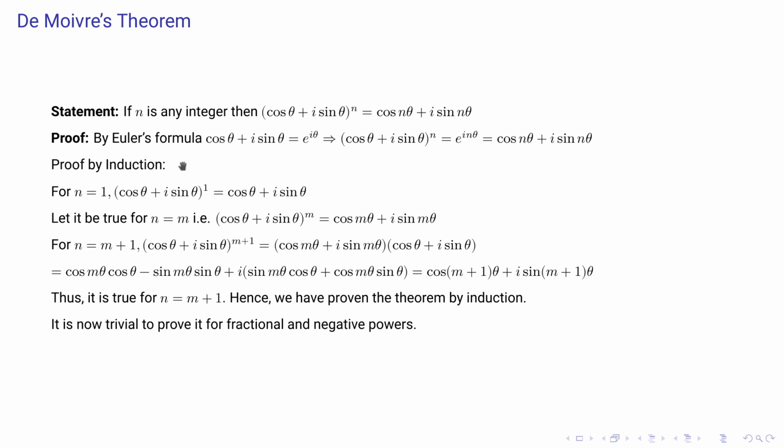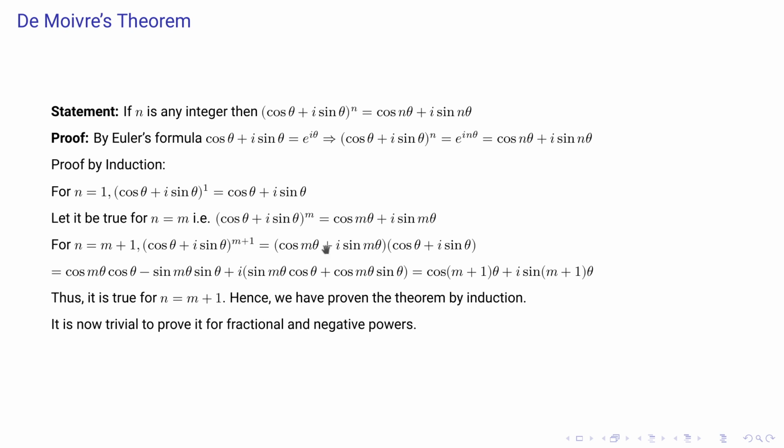Now, the second proof we can do by induction. For induction, we say that for n equal to 1, we have cos theta plus i sin theta to the power 1 is equal to cos theta plus i sin theta, so it is true for 1. Now we assume that it is true for n equal to m, that is cos theta plus i sin theta to the power m is equal to cos m theta plus i sin m theta. Now for n equal to m plus 1, the left hand side will become cos theta plus i sin theta to the power m plus 1, and on the right hand side we substitute this value over here and then multiply with cos theta plus i sin theta, because the right hand side should also have power m plus 1.